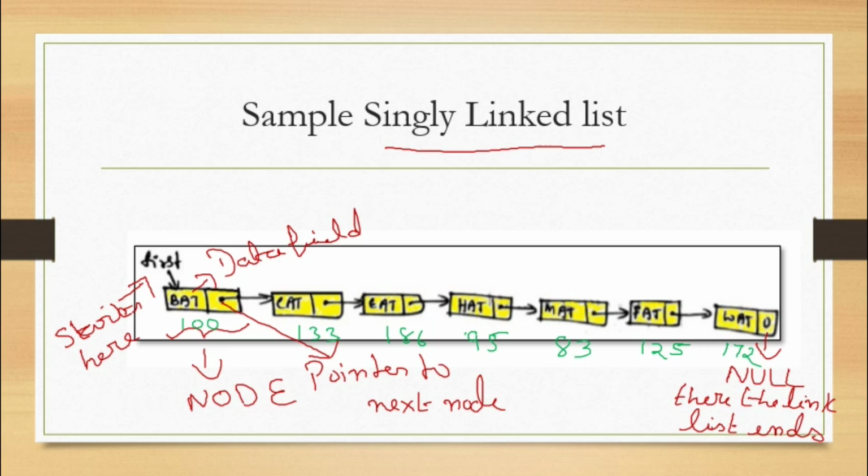So how is it stored, students? I told you the link field shows the address of the next node. So here 133 will be stored, here 186 will be stored, here 95 will be stored. This is how it keeps track of the next node 83, because it's not continuous in fashion. And here we can store any number of nodes. Here 172 is stored. This is how it is stored in the singly linked list.